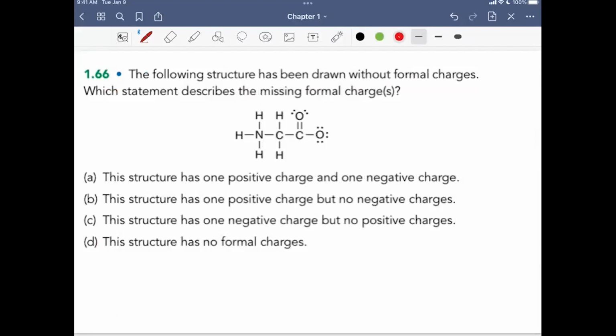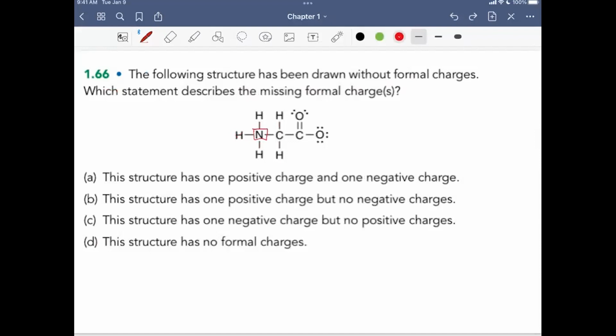Let's start with hydrogens because those are the easiest. It looks like all of our hydrogens have 1 bond connected to each other, so those wouldn't be displaying any formal charges. So feel free to X those out if you're doing this at home. Those hydrogens don't have any formal charges, so let's focus on the rest of our atoms.